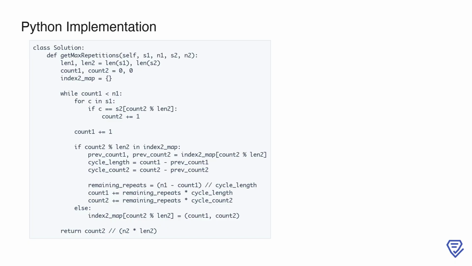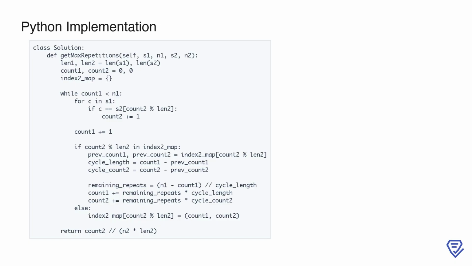We calculate the cycle length, cycle_length, and the number of S2 matches in one cycle, cycle_count2. Using this information, we skip processing the remaining cycles by directly adjusting count1 and count2. 4. Update map. If no cycle is detected, we store the current state of count1 and count2 in index2_map for future cycle detection. 5. Result calculation. After all repetitions of S1 are processed, the result is given by count2 // (N2 * len2), which calculates the total number of full S2 repetitions achieved.